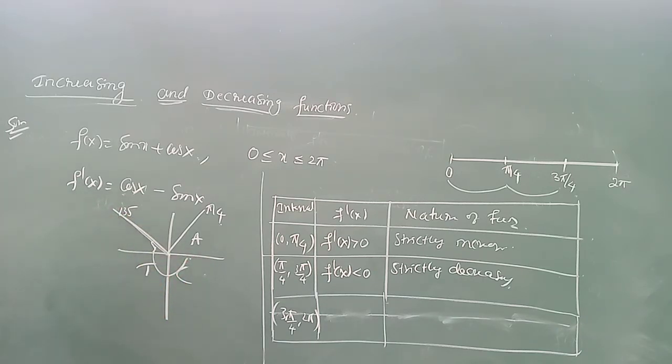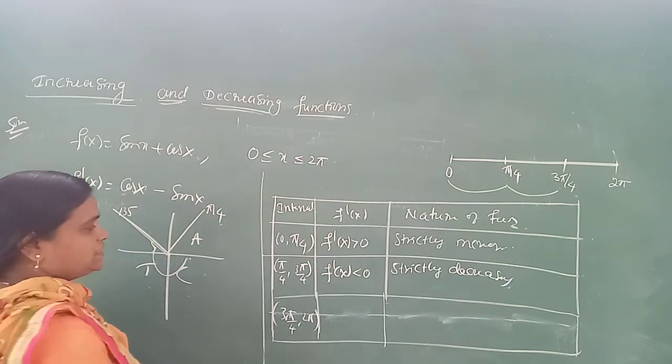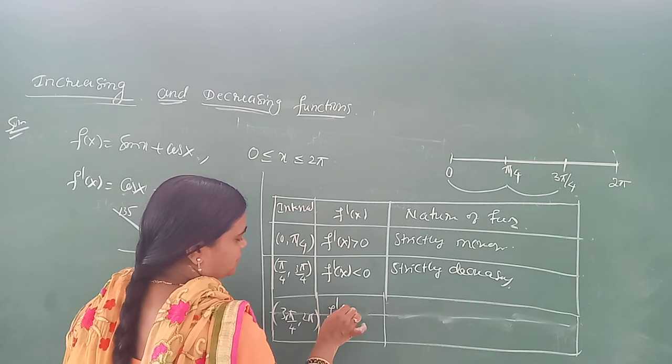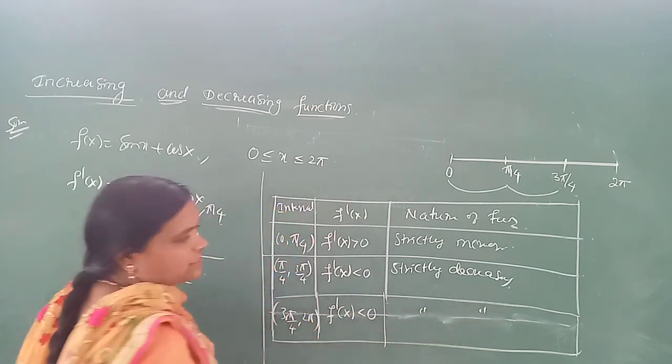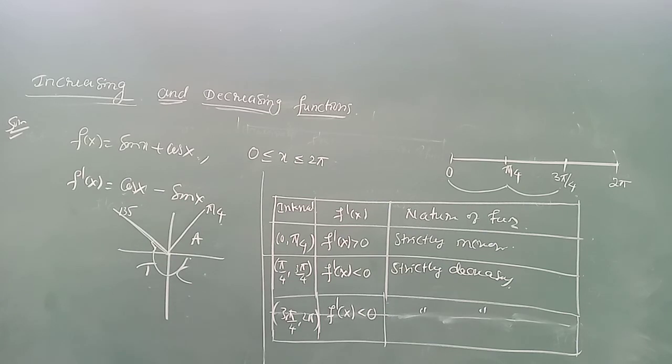Next, 3 pi by 4 to 2 pi. In between, if I take points, cos is positive but sin is negative. Positive minus negative will again give negative. You can consider any one point, and you get f dash of x is less than 0. Therefore, it is strictly decreasing. If you want, you can verify.